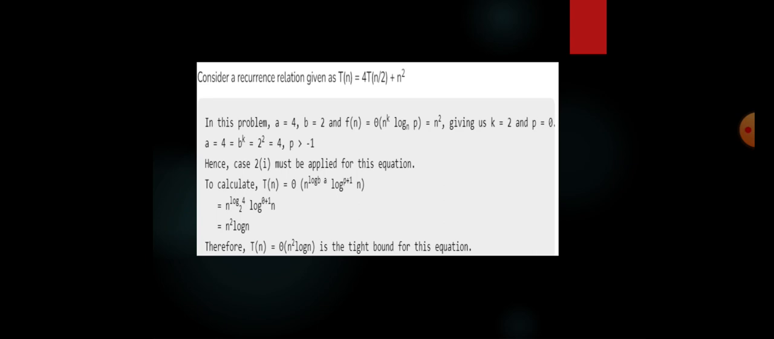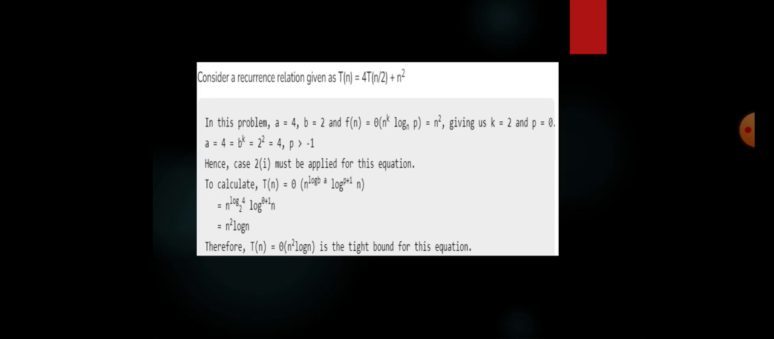Now apply this to the three cases. You have to find out whether it is in the form of case 1, case 2 or case 3. This is in the form of case 2, so you apply that in the equation and you will get T(n) = n^2 log n.